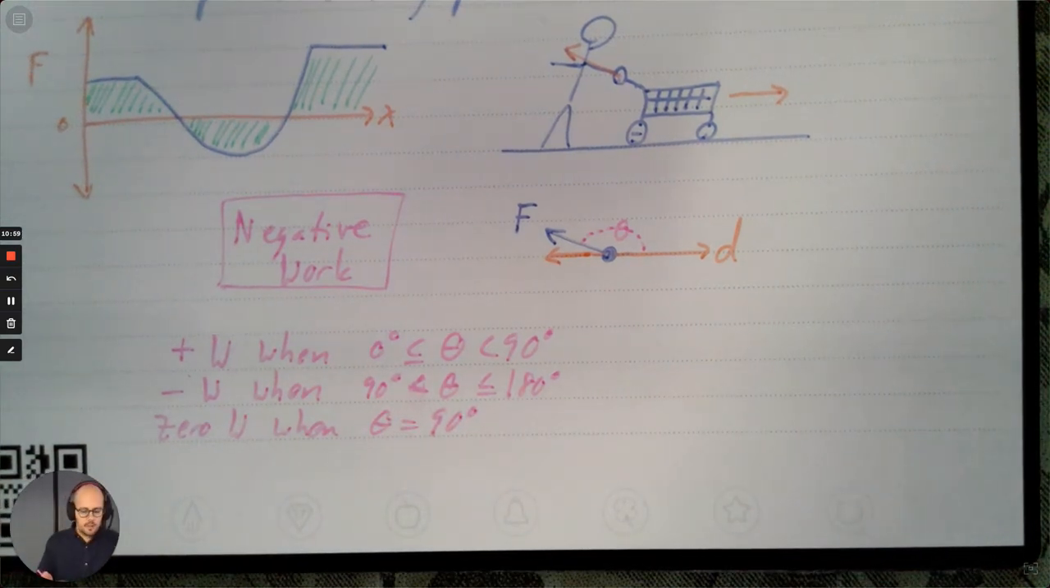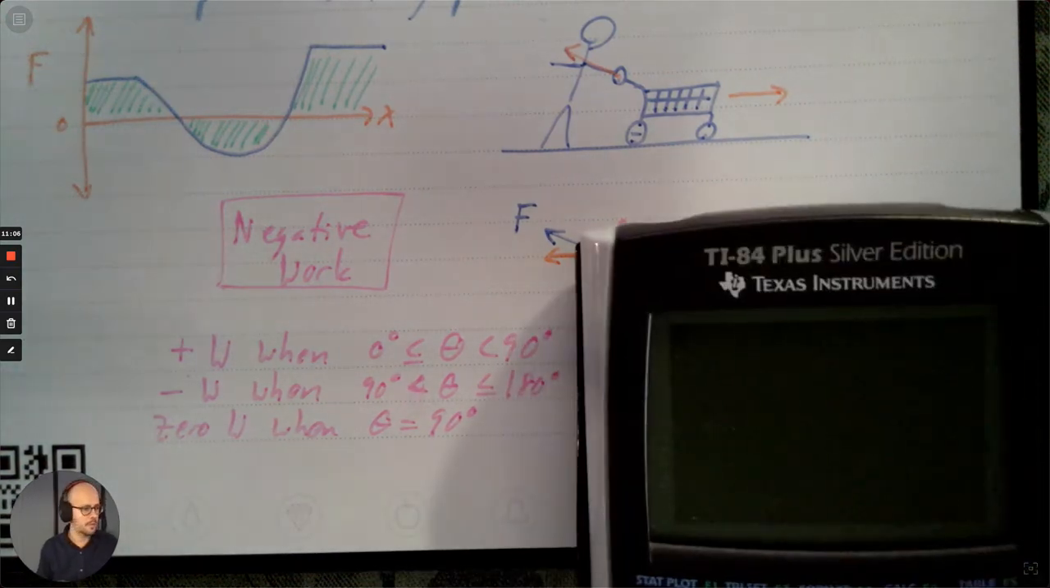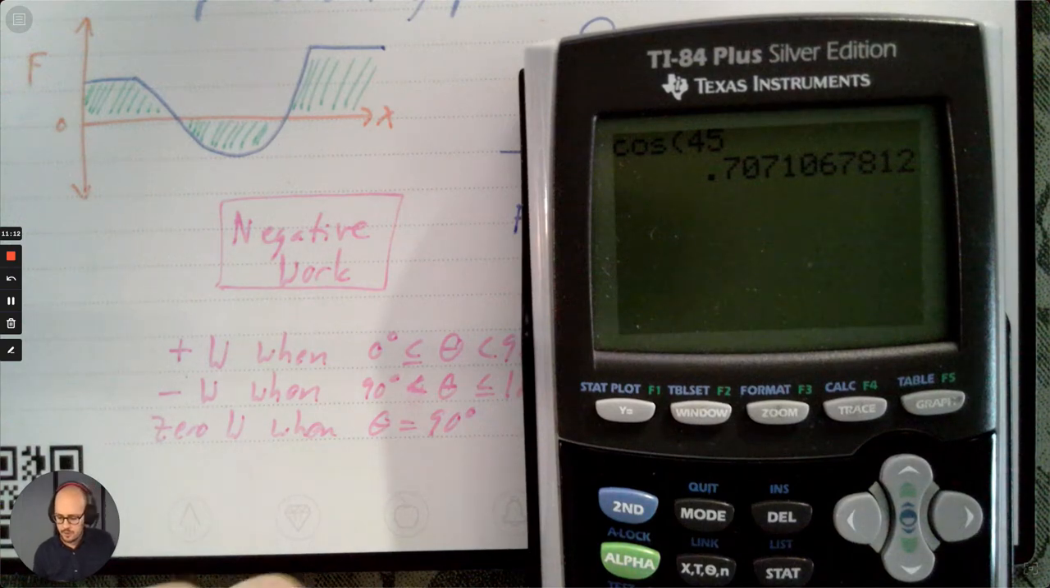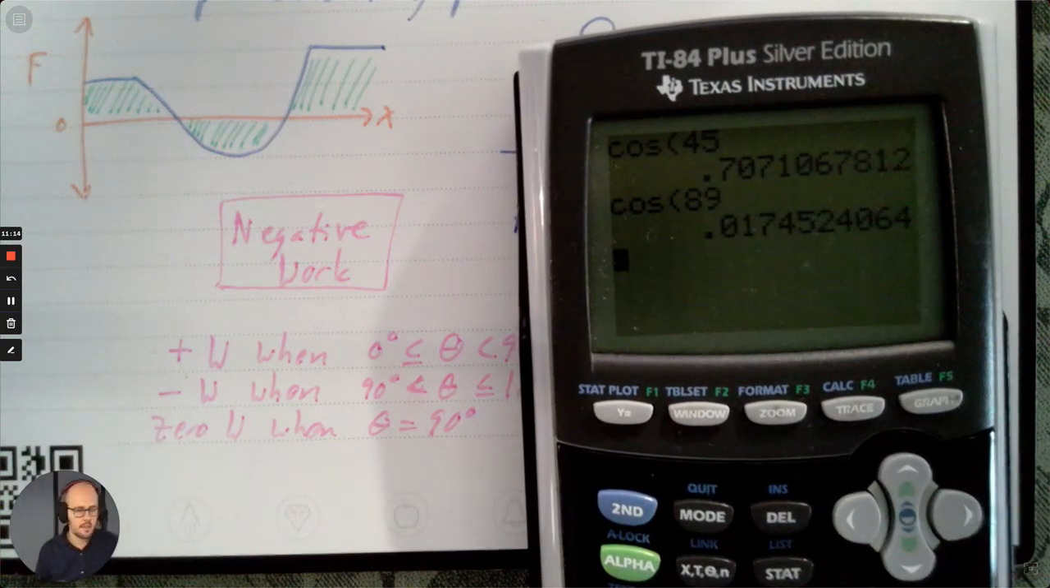And it's very easy to prove this mathematically. If you just break out your calculator, hopefully mine shows up pretty well on here, and we do some cosines. Cosine of 45 degrees, that's a positive number. Cosine of 89 degrees, that's a very small positive number. Cosine of 90 degrees is 0.